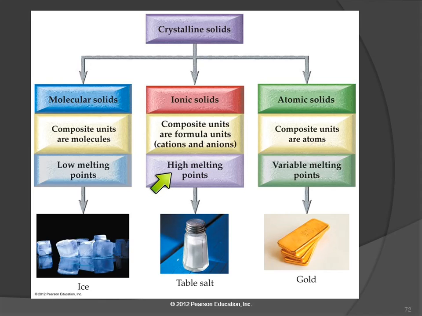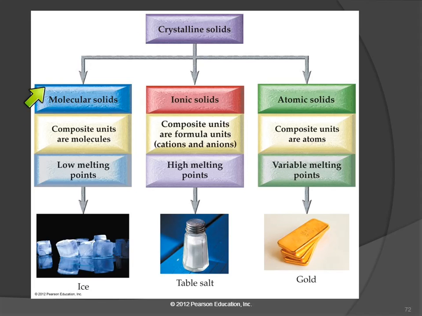Because what is holding the ions together? It's ionic bonds all the way through. Ionic bonds are very strong. What's holding the atoms in an atomic solid together? It's not covalent bonds, usually. There are some that are covalent, but most of them are not. Mostly it's dispersion forces, which are weak, right? So atomic solids are the most variable.